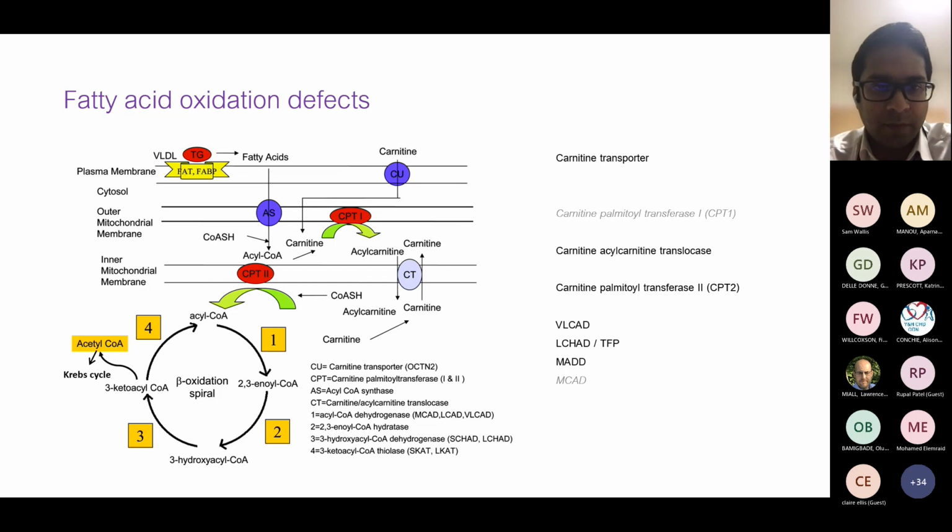So those are the common defects that we see, and the clues really from the biochemical point of view will be lactic acidosis with often liver dysfunction. So you may see elevated transaminases and may see a raised CK as well. And the screening for this would be the carnitine and the acyl carnitine profile.